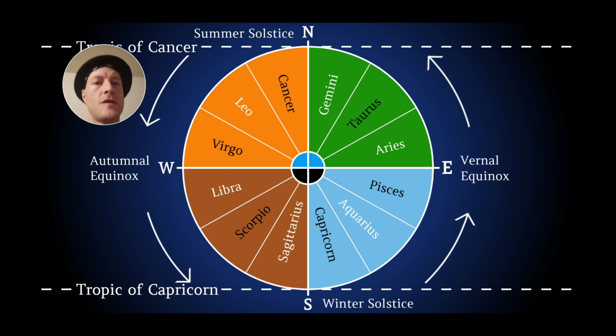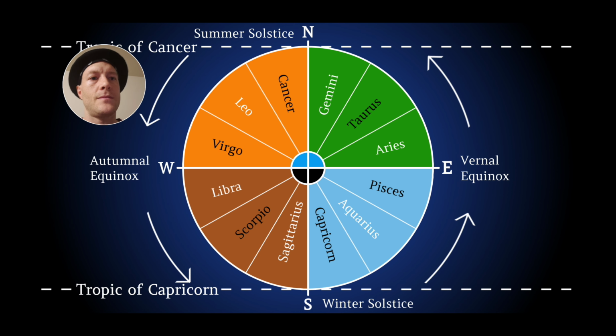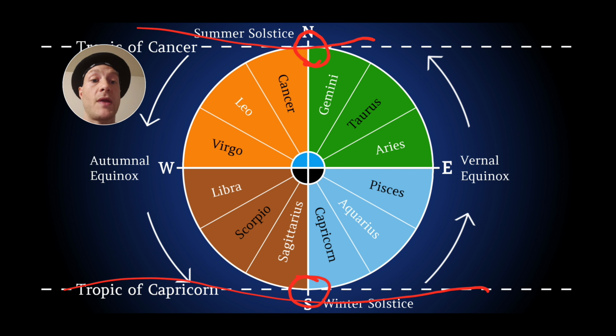0 degrees Cancer happens when the sun can be seen directly overhead along the Tropic of Cancer. 0 degrees Capricorn in the tropical system happens when the sun can be seen directly overhead along the Tropic of Capricorn. And all the other signs in between are situated relative to those 2 points, to those 2 extremities, the longest day and the shortest day of the year. And which brings us to the next slide.